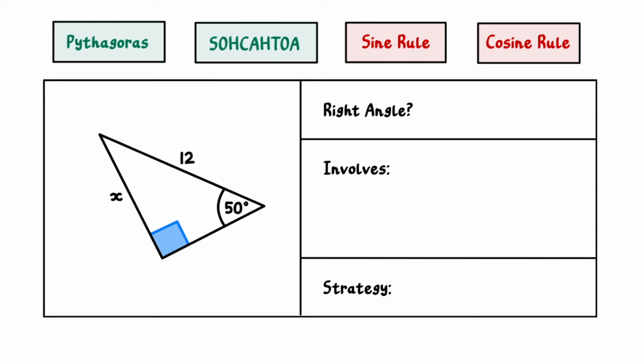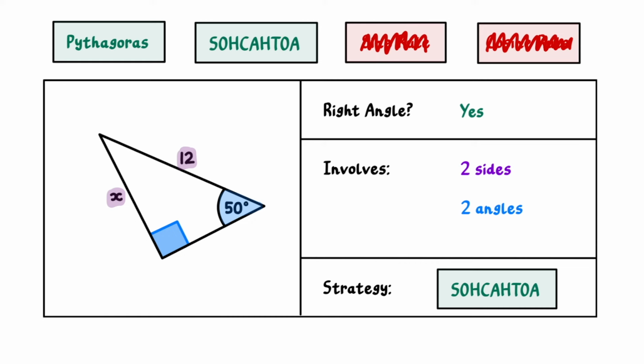This triangle has sides of x and 12. It has angles of 90 degrees and 50 degrees. We do have a right angle present, and all in all, we have 2 sides and 2 angles. This means we should use the SOHCAHTOA method.